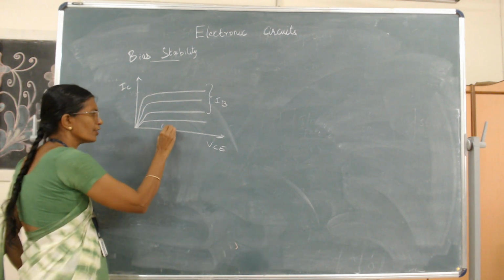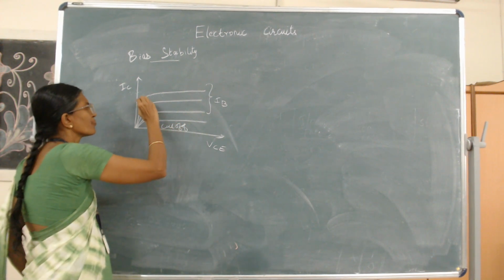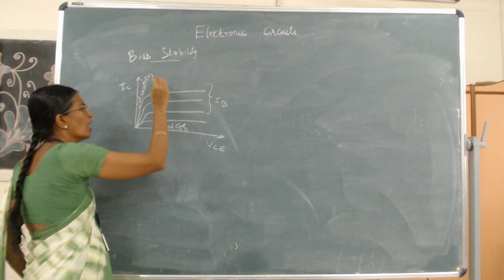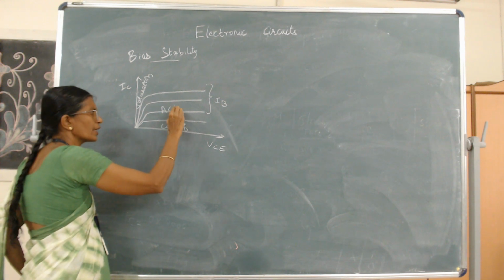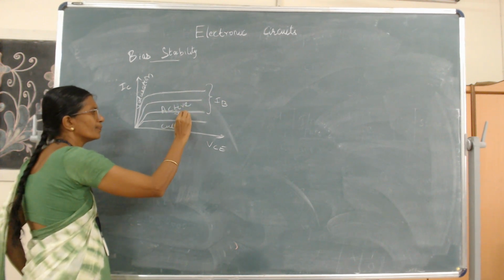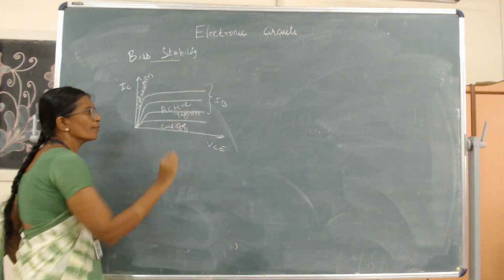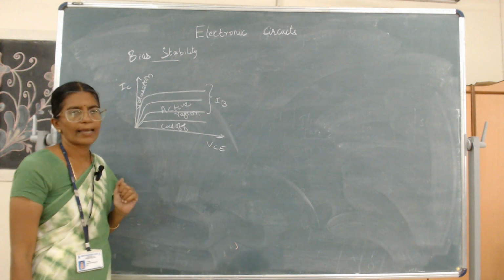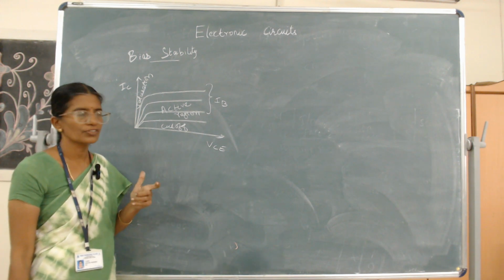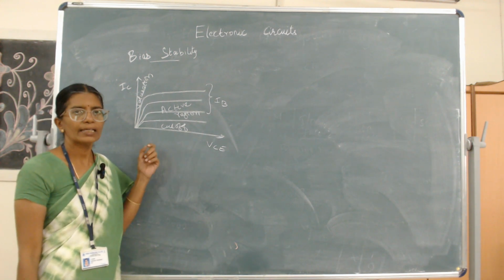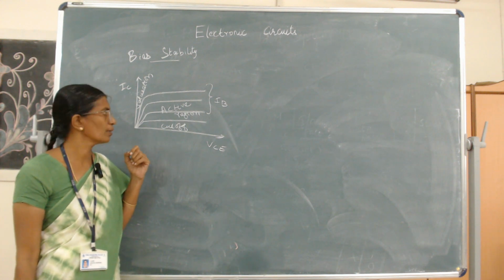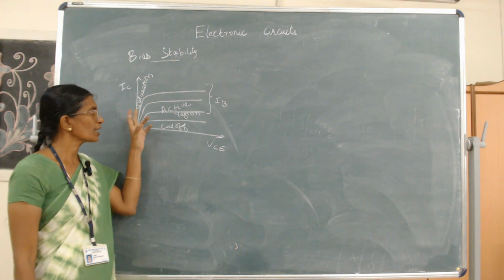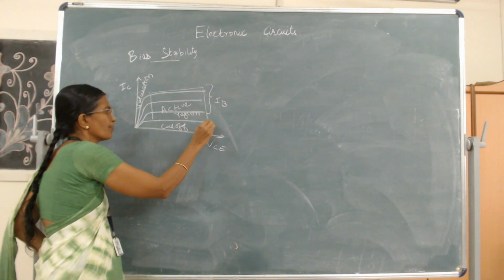One is called the cutoff region, then saturation, and our area of interest, which is called the active region. When we design a common emitter amplifier, we need the transistor to be operating in this active region. The active region is a linear region in which the output varies linearly with respect to the input parameters. Whenever a transistor is acting as an amplifier, it should be only in this region.